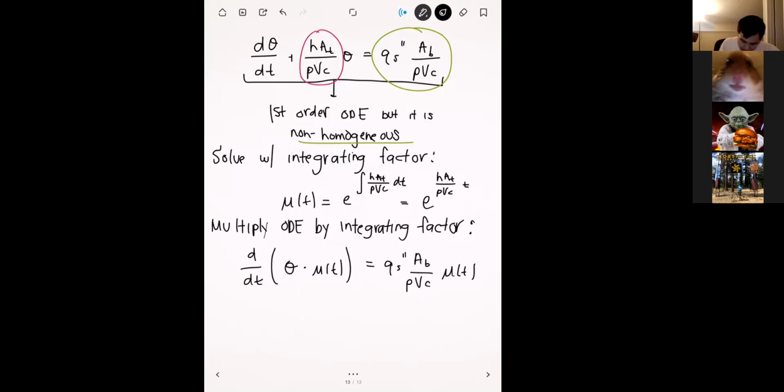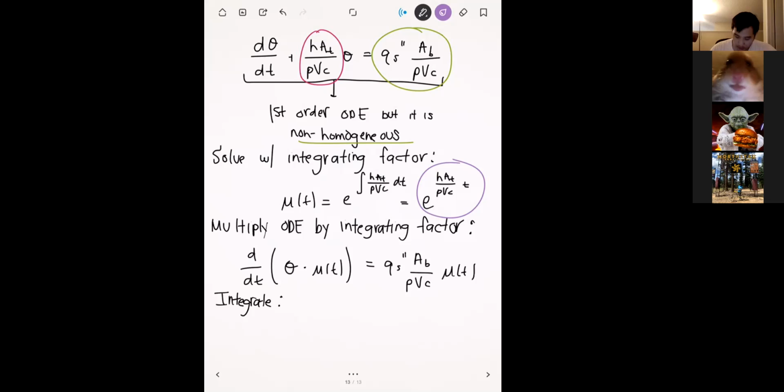That's the magic of the integrating factor, so that we get that left-hand side. What was the mu of t? The mu of t is this guy which I'm circling in purple, and that's our integrating factor. This is just a method to solve the differential equation.